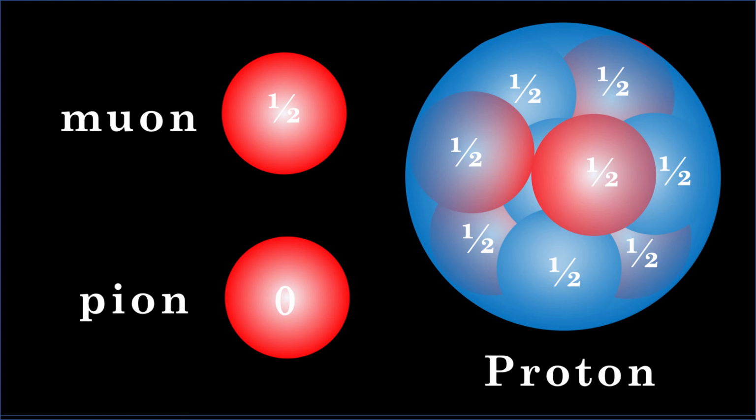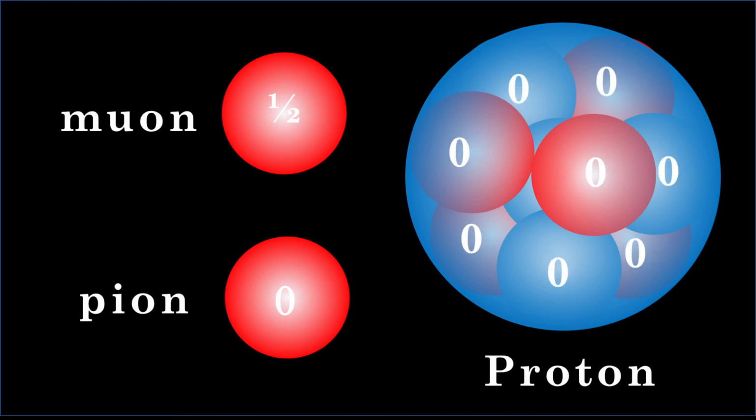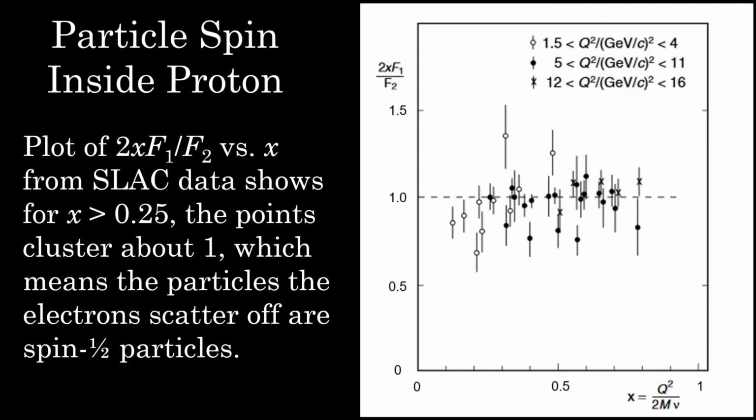One argument against the pions is that, based on some analyses of the deep inelastic scattering data, the particles inside the proton appear to be spin 1/2 particles, while the pions are spin 0 particles. However, there is a way to explain why a proton made of pions may still satisfy the spin analyses of the deep inelastic scattering data. The indication of spin 1/2 may be due to the scattering electrons seeing the spin of the whole proton, which is spin 1/2.